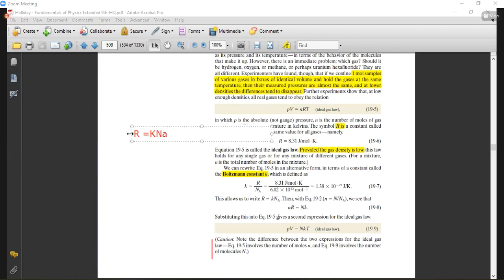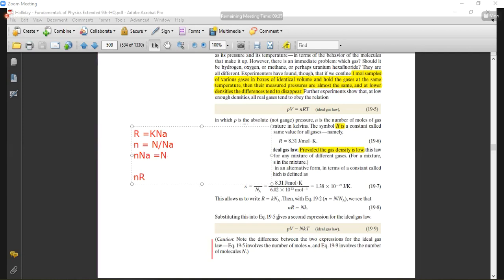So this was the question. When we were talking about the number of moles, we write it as, just a second, son, just like this. So it means that Na can be written as capital N over small n, okay. If I multiply the top equation with small n, the top equation R is equal to K times Na, and this thing is equal to capital N. So I will write it like this. This is how we got equation 19.8.